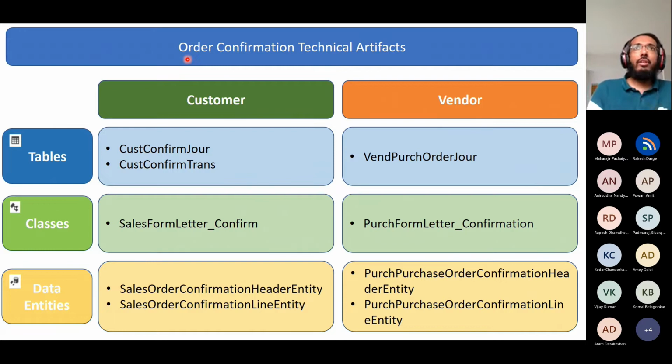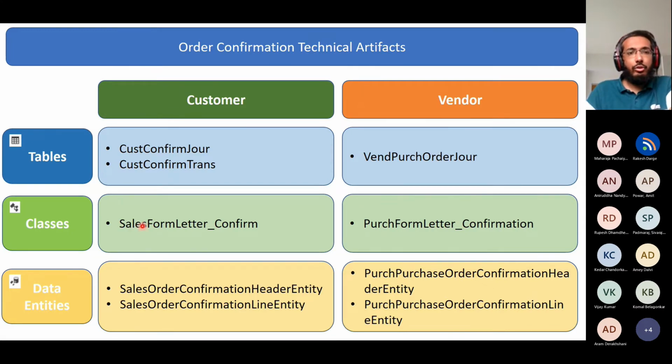We all know that we perform an order confirmation, sales order confirmation or purchase order confirmation, but we don't know behind the scenes which tables are being impacted. That's where this guide will help you: for confirmations, we use cust confirm jour for maintaining the header information and cust confirm trans for maintaining the line level information. Again, these tables are not your financial tables as of now. They're just a process of confirmation in between. We don't actually impact any financials as of now.